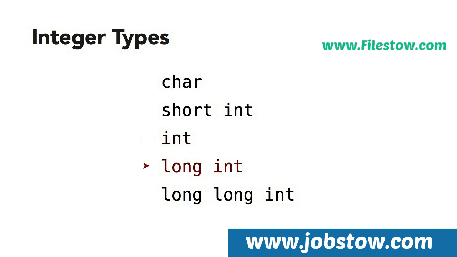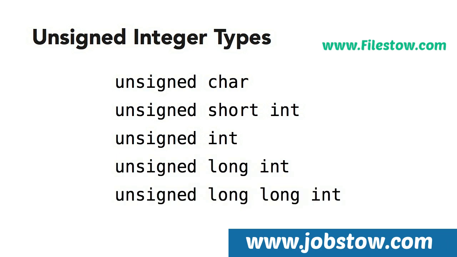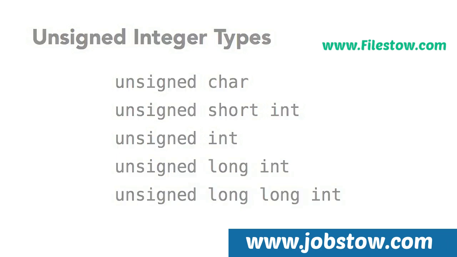The long int type is at least the size of an int, and it's often double the size of an int. On most modern systems, it's either 32 or 64 bits. The long long int is at least the size of a long int. It may be double the size of a long int. On most modern systems, it's 64 bits. For the signed types, the most significant bit is a sign bit. Unsigned types are available with the unsigned modifier.